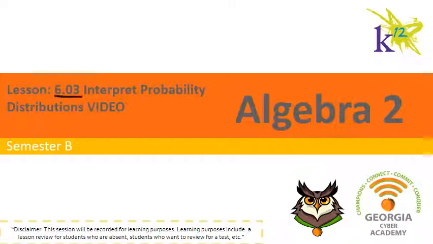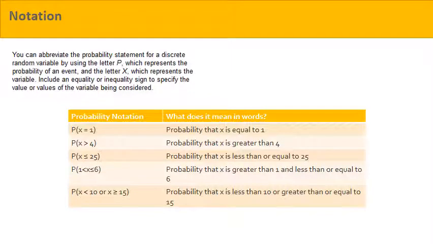In this video, we're going to look at lesson 6.03. In your probability distributions, you're going to have different types of notation. For example, if you have P(x = 1), this means it is the probability that x is equal to 1. And this next one is the probability that x is greater than 4.